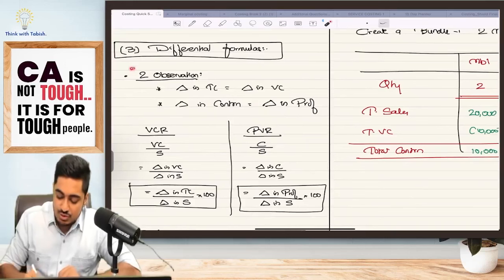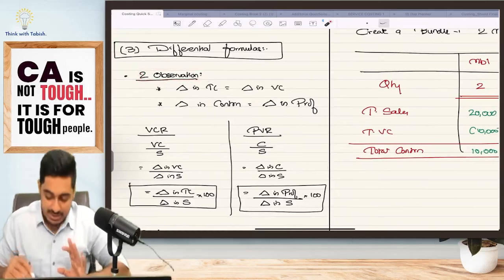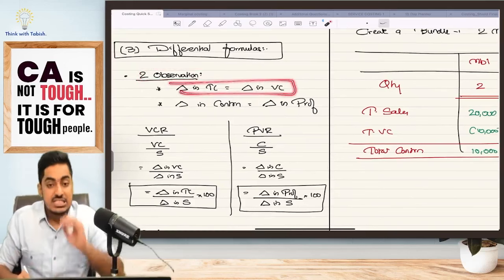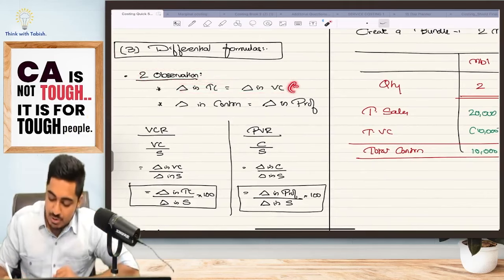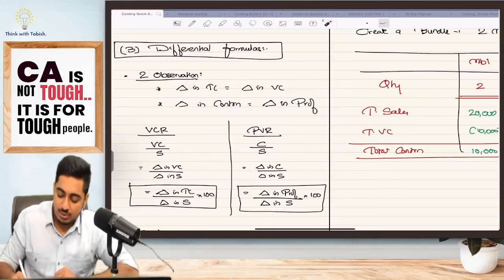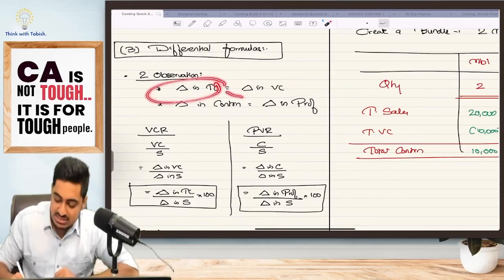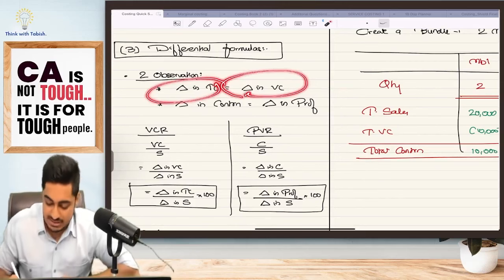Pay attention. Two simple observations we made. Detailed explanation I've given. The first one I told is that change in total cost is nothing but my change in variable cost. Why? Because fixed cost will not change. Change in fixed cost is 0. That means if my total cost has increased by 5 lakh, it means my variable cost has increased by 5 lakh. Yes or no, everyone?